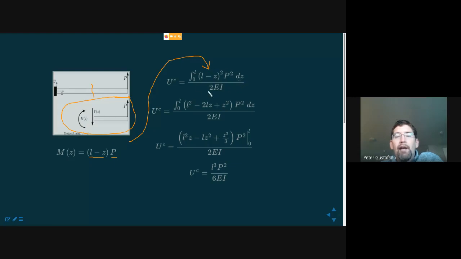And of course, I can easily expand the L minus Z squared. So I get L squared minus 2LZ plus Z squared. And then I can integrate that over the domain. The domain in this case is from 0 to L, the whole length of the beam. And so after I do the integration, I get L squared Z minus LZ squared plus Z cubed over 3. And I apply the limits of L and 0, and I get that the total complementary energy in the beam is L cubed P squared over 6EI.